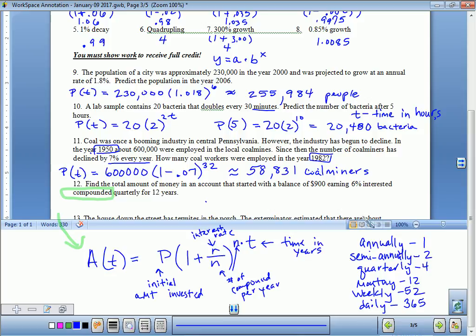Have you guys ever heard of certificates of deposit? CDs. Not musical CDs, but certificates of deposit. They're not earning very much either.